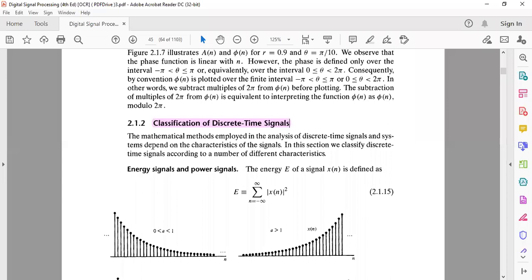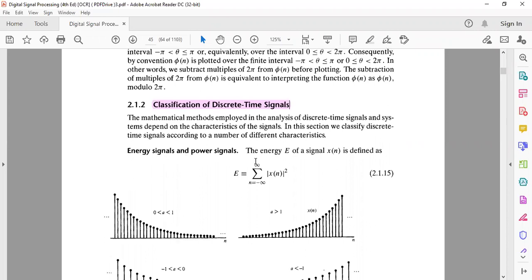The mathematical methods employed for the analysis of discrete time signals and systems depend on their characteristics. And we are saying that we can start with energy signals and power signals. The energy E of a signal x[n] is defined by this: the discrete sum of the squares of the magnitudes of the components. When you take the sum of the squares of the numbers in the sequence, what you get is the energy of the signal.